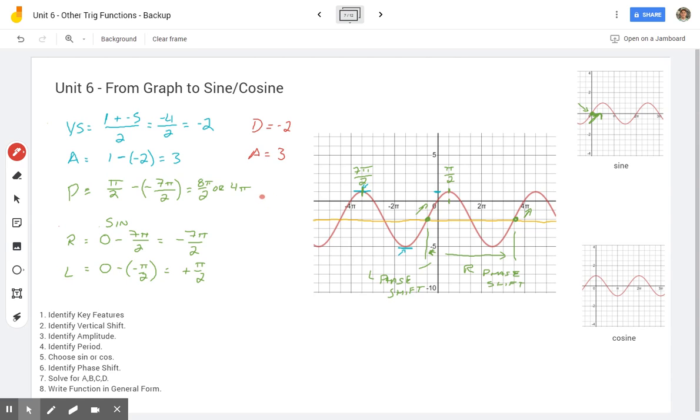Our b value is found using the period, and the formula for doing that is that our b value is equal to the parent function period over our waveform period. Okay, and so in this case, the parent function period is 2 pi because we're using sine or cosine. The waveform period we found is going to be 4 pi, which means that our b value is going to be 1/2.